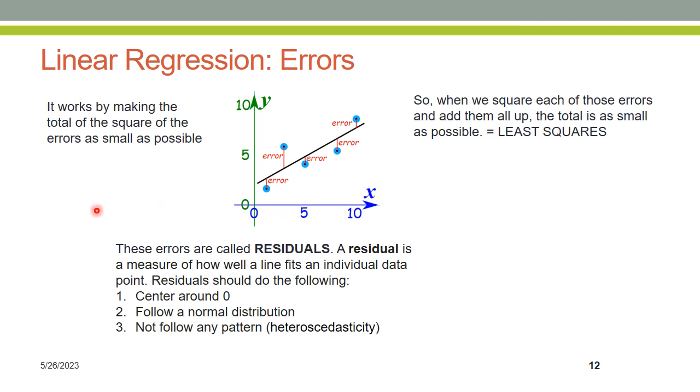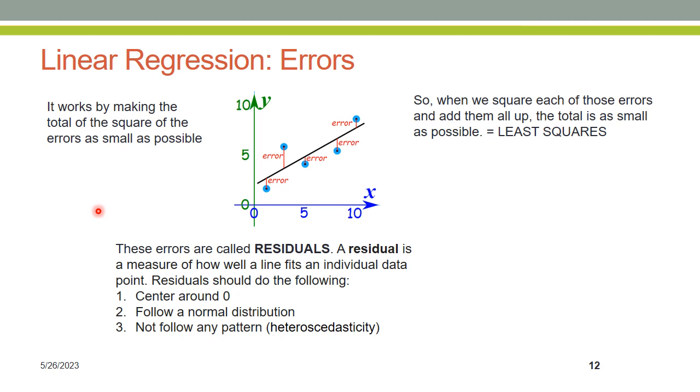Now, these errors here are also called residuals. A residual is a measure of how well a line fits an individual data point. Residuals should do the following. They should center around 0, they should follow a normal distribution, and they should not follow any pattern.